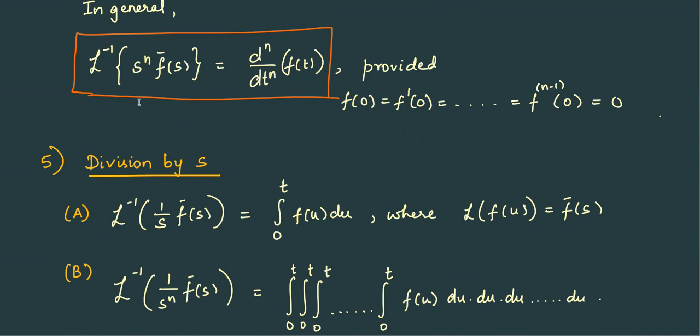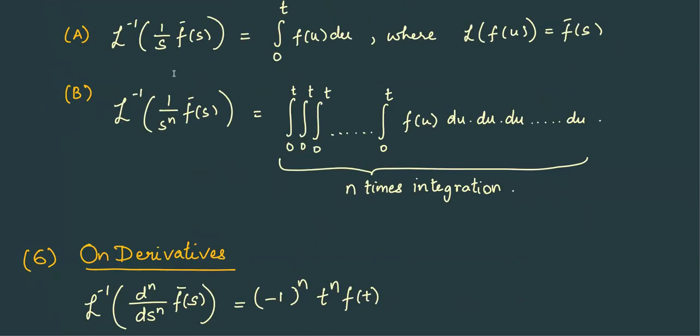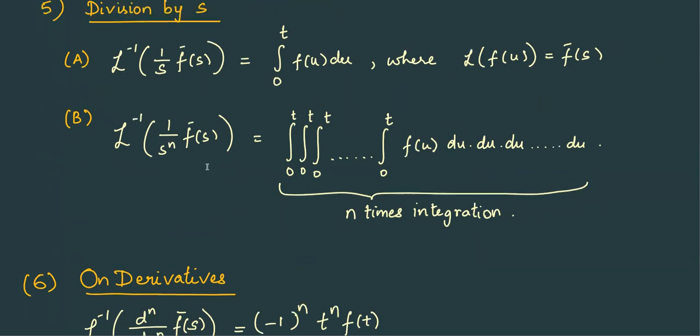Now division: multiplication with s results in differentiation. So division by s results in integration. One time divide by s, we get integral 0 to t f of u du, where the Laplace of f of u is f bar of s. So these properties are important. So dividing by s^n will result in integration n times.